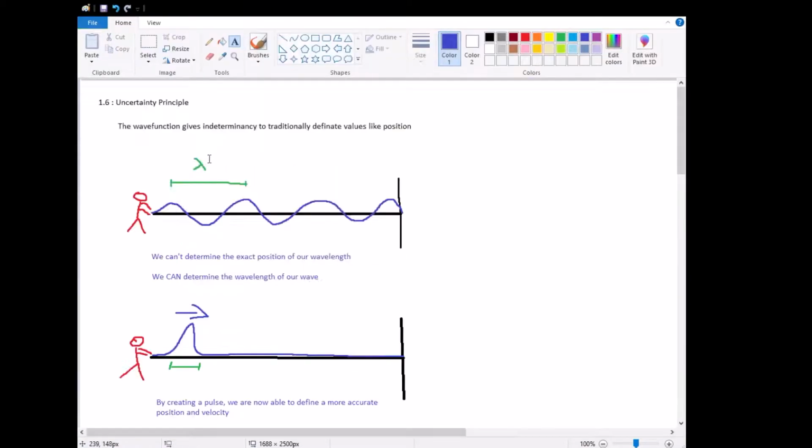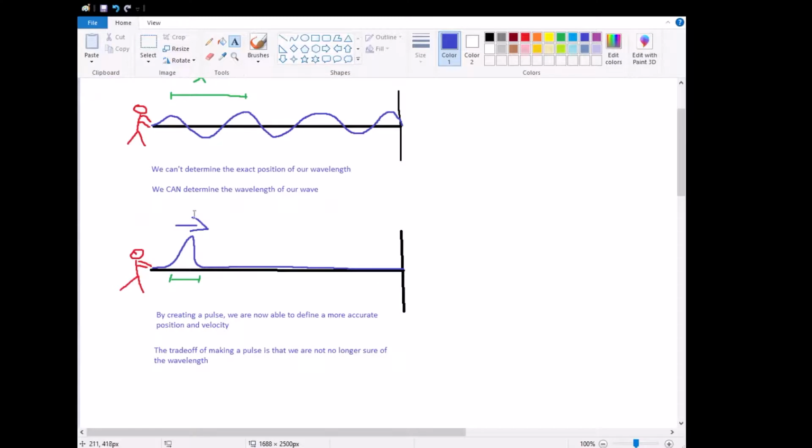Because before, when I was waving this rope up and down and I had this very nice wave, I could tell pretty accurately what the wavelength was because I had the entire waveform of my rope. Whereas in the second case, where I'm only moving the rope once and pulsing it very quickly, I can no longer tell what the wavelength actually is. I don't even know what the waveform looks like.